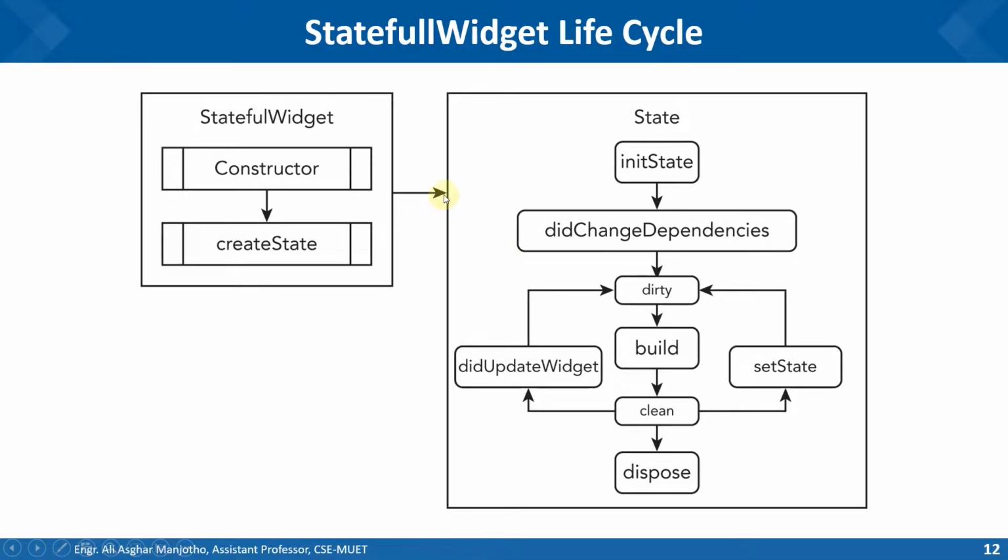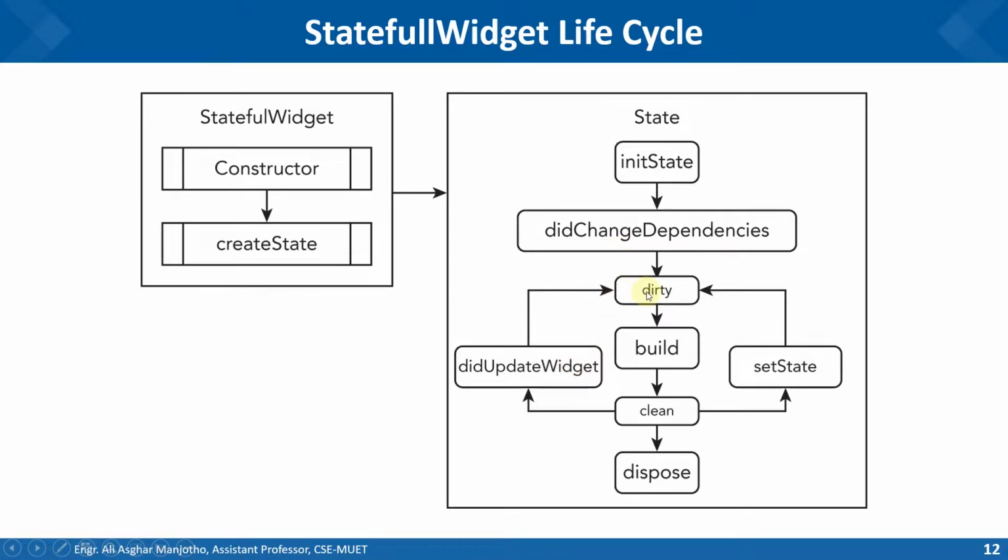Whenever the state is created, first the state will be initialized, where all the state variables are assigned an initial value, just like we initialize a variable like int number = 10. Then it will check whether any dependency associated with the widget has changed. If yes, then it will mark a variable. There is a boolean variable called dirty, and there is another, the clean variable. These are boolean variables which maintain the status of the widget.